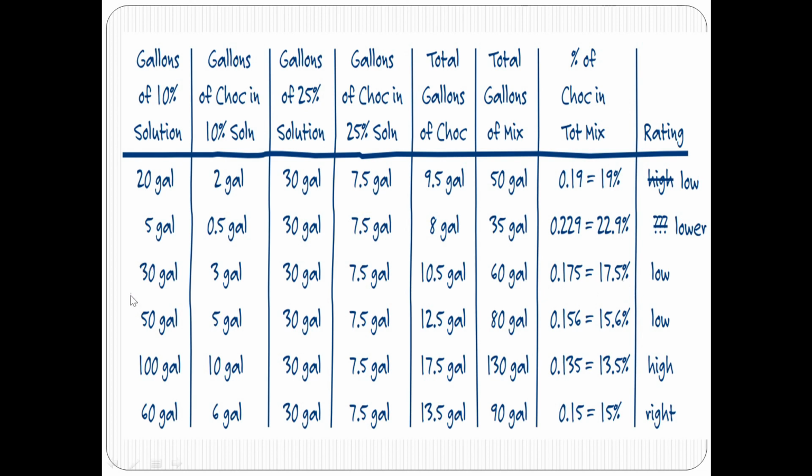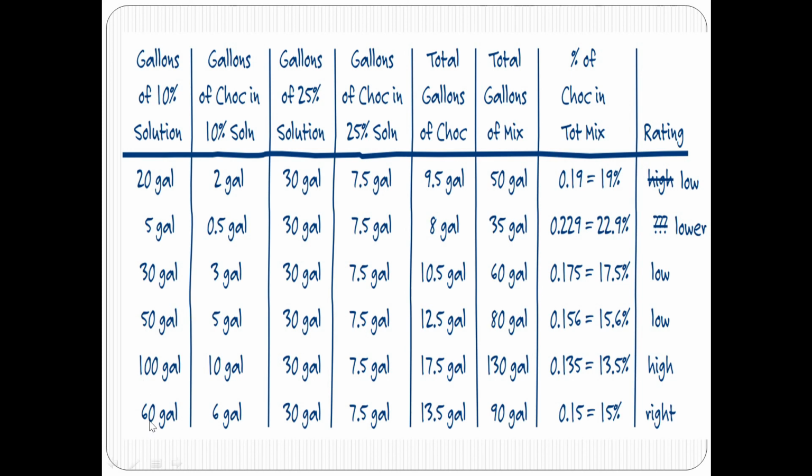So he adds more gallons of the 10% solution. He does the same thing and he gets 15.6, almost, right? So now he goes higher to make the percentage lower. However, when he went higher, the percentage became lower than 15%. That means he went too high. So instead of going from 50 to 100, now he's going from 50 to 60.